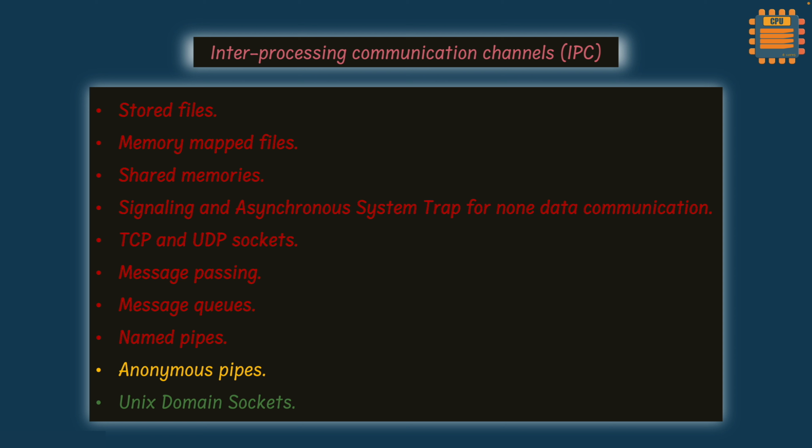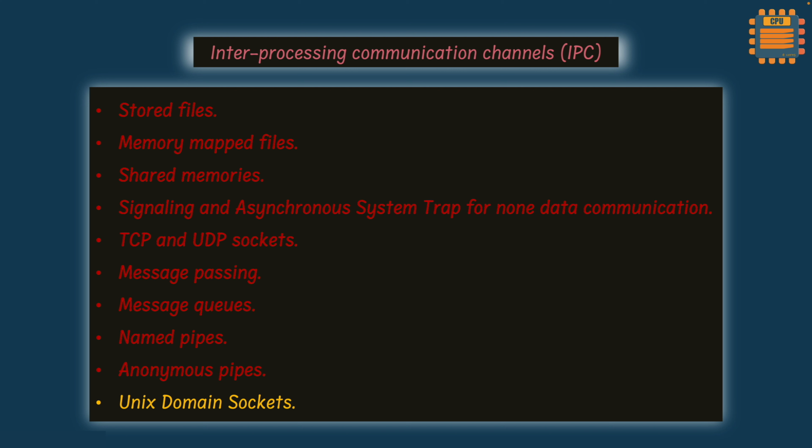They are one-way communication channel used for communication between related processes within the same system, such as a parent and child process. Anonymous pipes are different than named pipes because they are created dynamically. Number 10, Unix domain sockets.